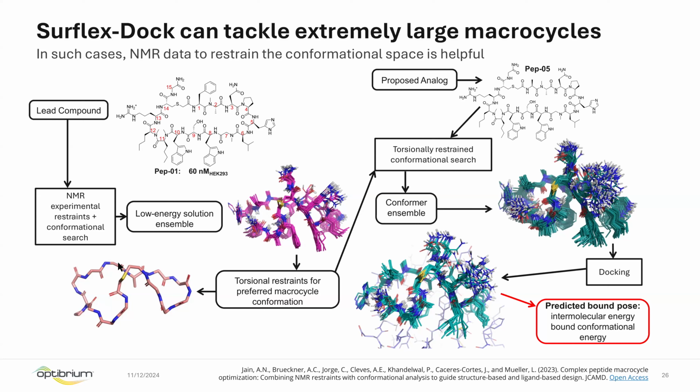We can use the backbone here now in order to guide conformer search for candidates. So here's a proposed analog. We can restrain the search. We can do docking. And actually, we show that you can get the right answer an awful lot with respect to these kinds of compounds, even at this size. And we can predict then a bound pose. And we can predict things like strain and intermolecular energy. So we showed that this can be very useful for lead optimization.